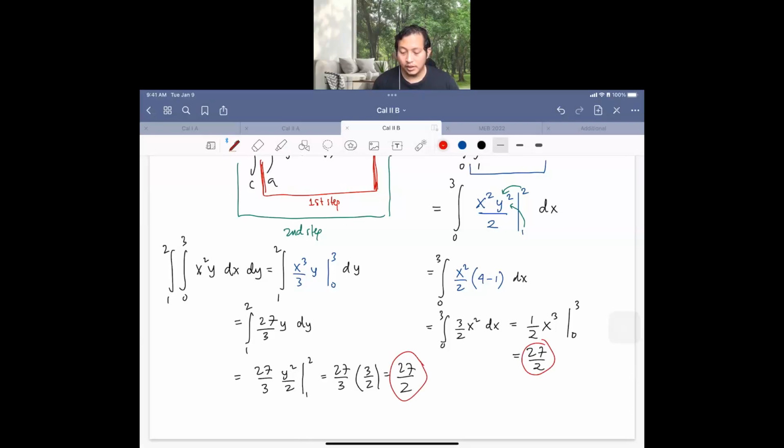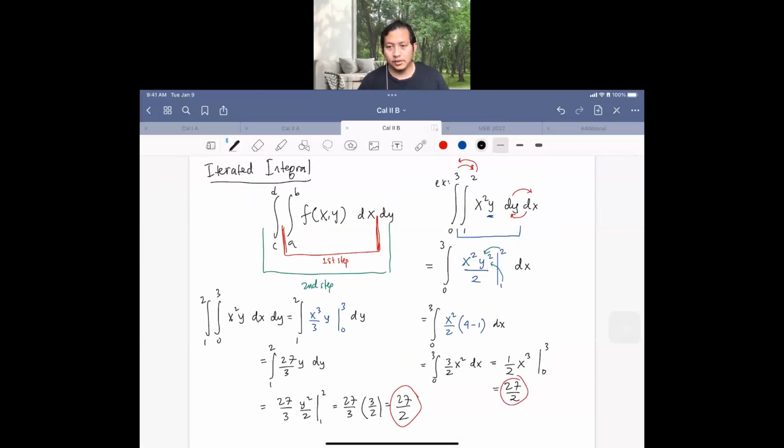Okay. Now this gives us another theorem that we might need to write, that is called the Fubini Theorem. Okay, let me wait for a moment and let you write some notes.